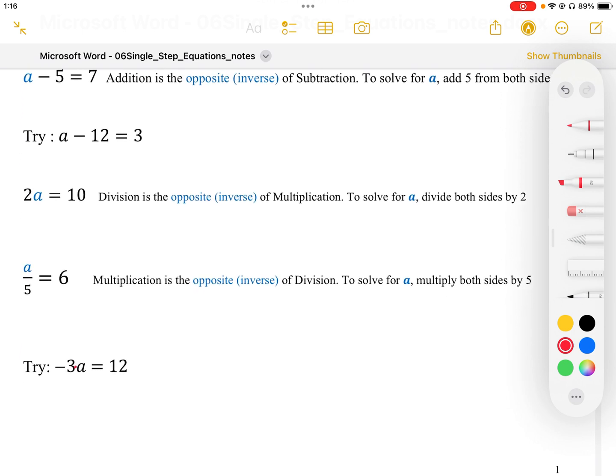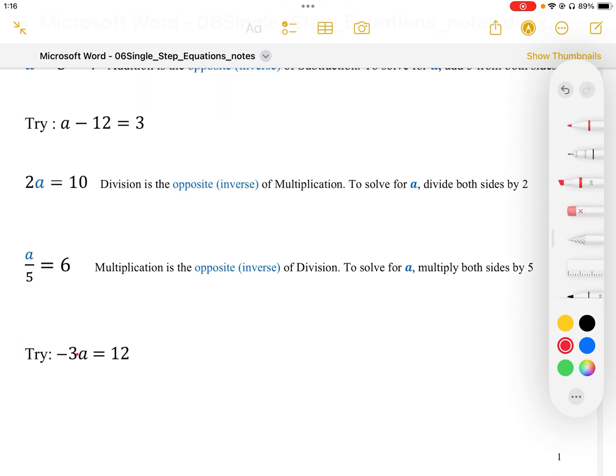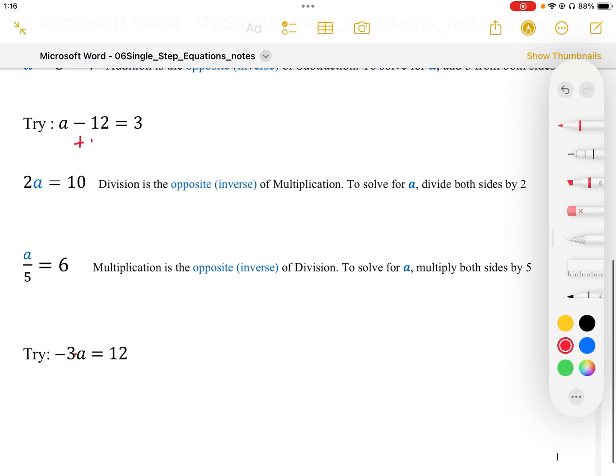Looking at the first example here, we have A minus 12 equals 3. What we want to do is undo the minus 12, and we're going to use an opposite. We're going to use a plus 12 to undo that. This becomes a zero pair and it cancels, but we have to make sure that we always do the same on both sides. Otherwise, it's no longer an equation and we can't solve it.